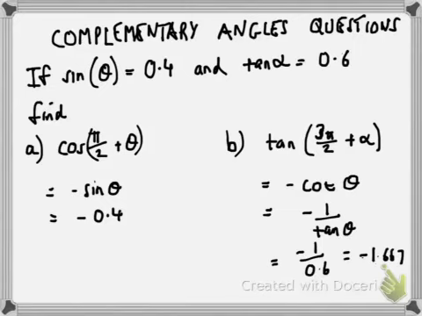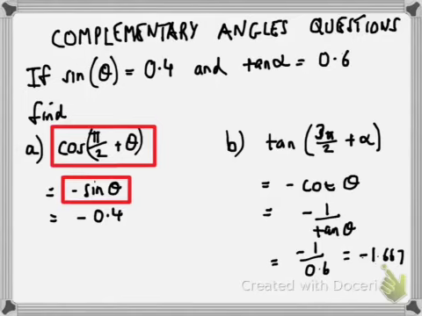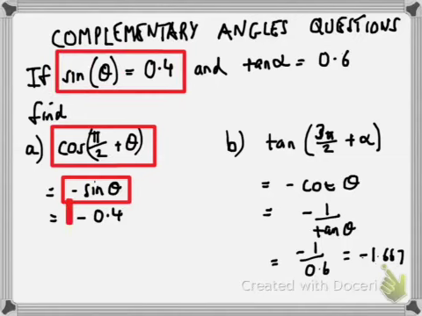If sine theta equals 0.4 and tan theta equals 0.6, find cosine of pi on 2 plus theta. Alright, let's look at that. I'm not even going to look up the rules here. I know that that has an equivalent of sine theta. Is it positive or negative? It's negative because cosine is negative in the second quadrant. And remember, pi on 2 plus theta is in the second quadrant. Therefore, it's negative sine theta. We know that sine theta is 0.4. Therefore, negative sine theta is negative 0.4.